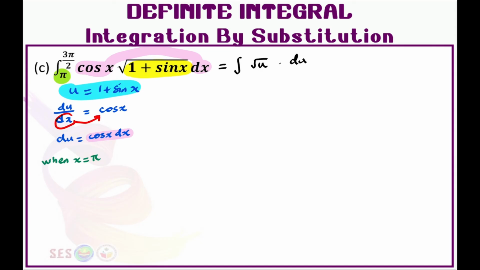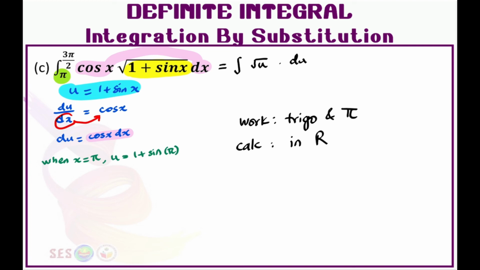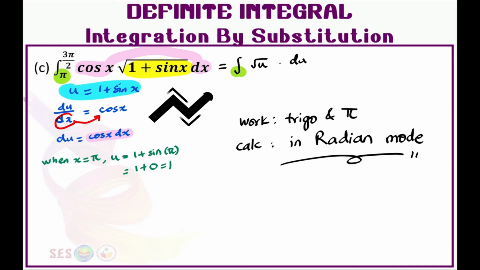So when my x is pi, then my u is 1 plus sine, so I will substitute x with pi now. So just press the calculator, and make sure that if we work with trigonometry with pi, our calculator must be in radian mode. Alright, so if you substitute 1 plus sine pi in the calculator, we will get 1 plus 0. Sine pi is 0, so the answer is 1. So in our integration of square root u du, in here, the lower limit, I will write 1.